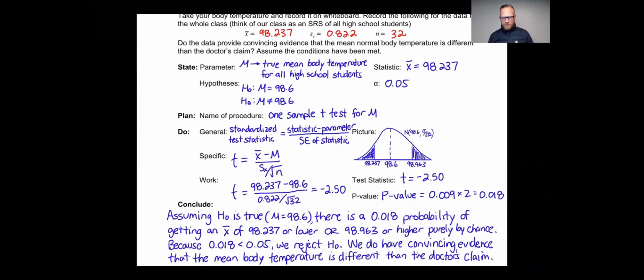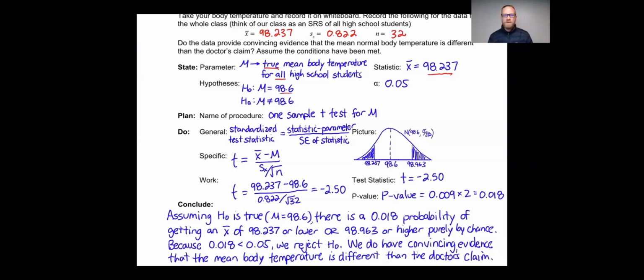For the state, you want to start with your parameter here and making sure that we're referring to the population. So we're using the word true, mean body temperature for all high school students here. Remember, we're thinking of these 32 students as being an SRS of all high school students. Well, we know our statistic is the mean from the sample of 32 students. The null hypothesis here would be that the doctor's claim of 98.6 is correct.